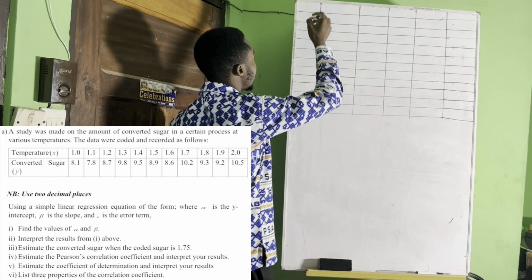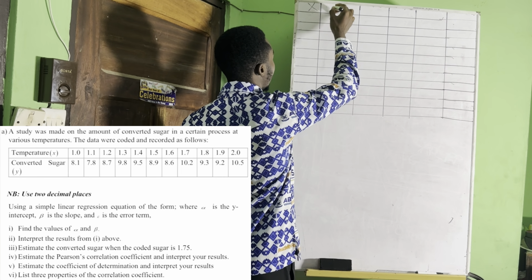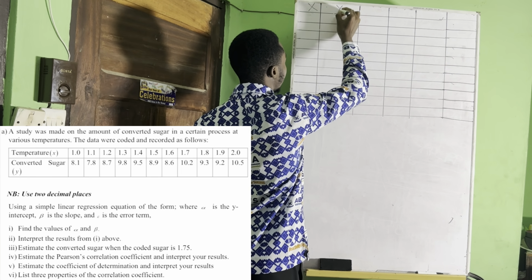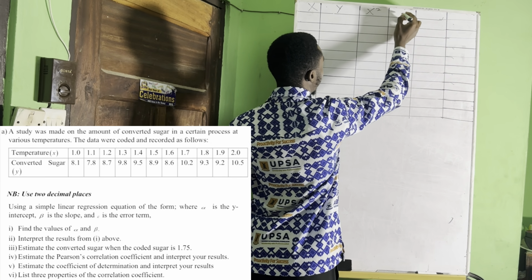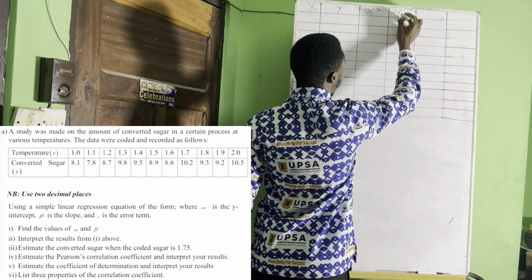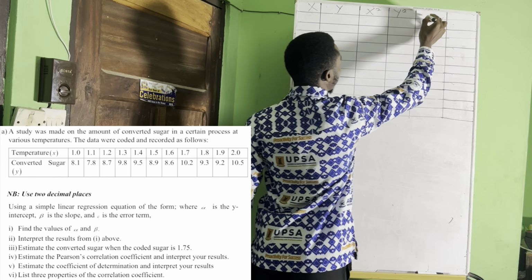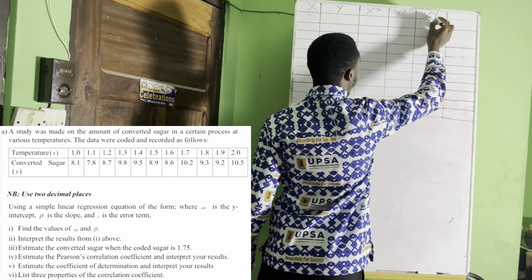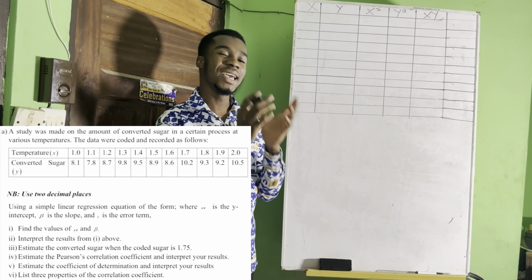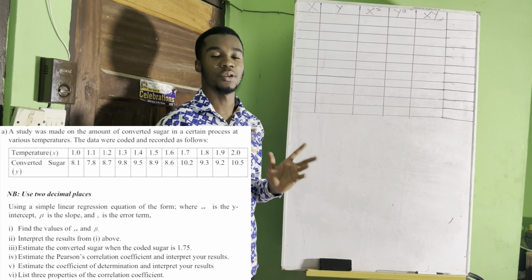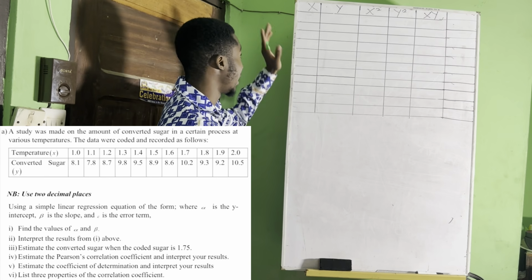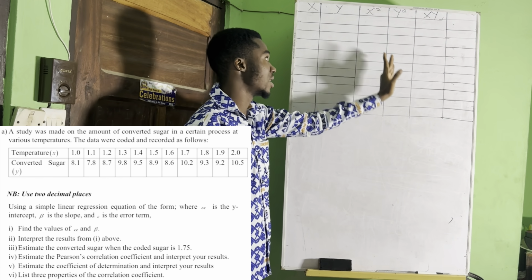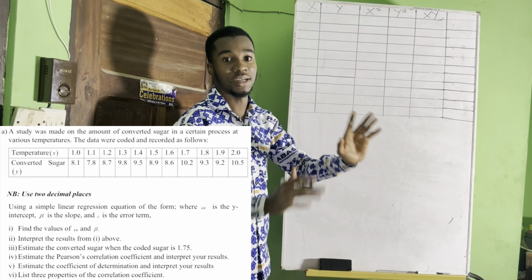Then the first one is your X. Then the second one is going to be your Y. Then the third one is going to be X squared. Then the fourth one is going to be Y squared. Then the last one is going to be XY. Get it? So don't forget, if you see any question on Pearson's correlation coefficient, any question, just write these 5 things: your X, Y, X squared, Y squared, and XY. You get it? Write these 5 things.